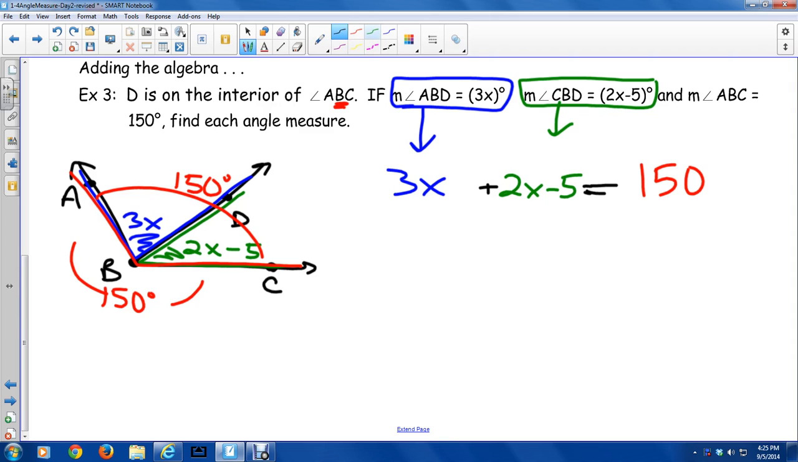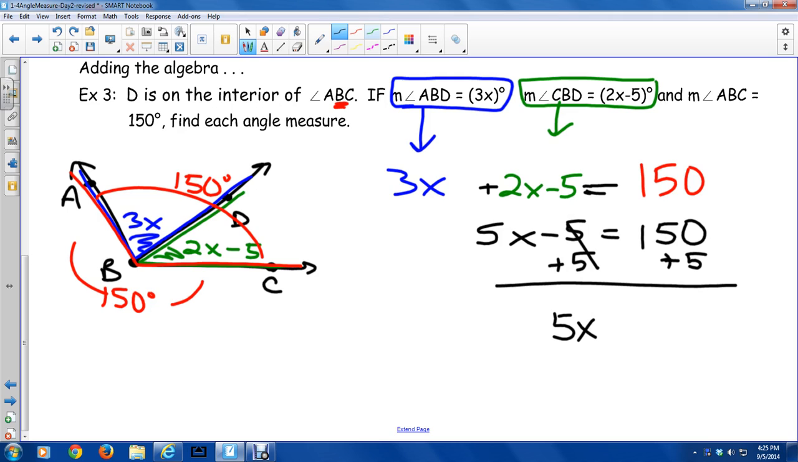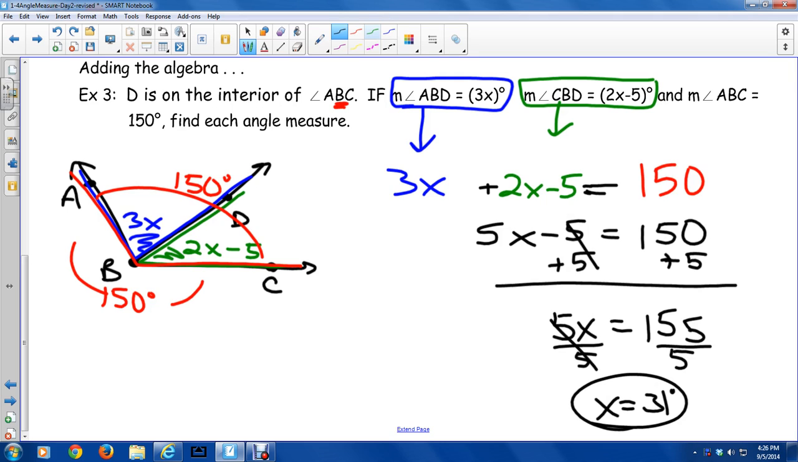Okay, I'm going to walk you through the algebra. 3x plus 2x. I'm combining my like terms. You're not changing signs. You're on the same side of the equation. Keep everything else the same. Now let's move our 5 over by adding 5. 5x is equal to 155. Might need to grab a calculator for this one. X comes out to be 31 degrees. Remember, we're talking angles now, so our units are technically degree measures.